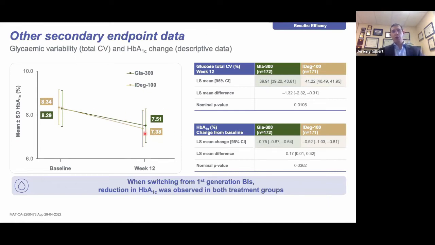Now, it's not perfect time in range. It's not a perfect A1C, as the focus here is on basal insulin, and these individuals with type 1 diabetes need optimization of their bolus insulin as well. But again, we are seeing a similar improvement in A1C and time in range when switching from a first generation basal insulin to these second generation basal insulin analogs.